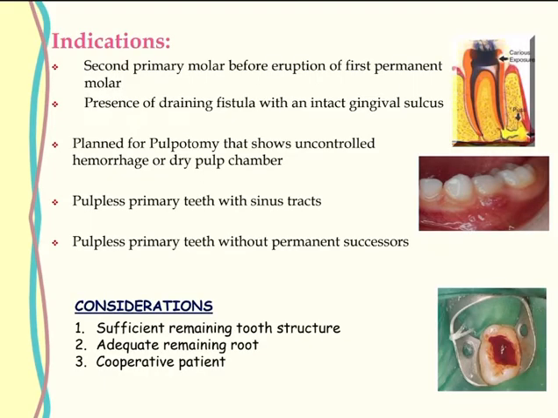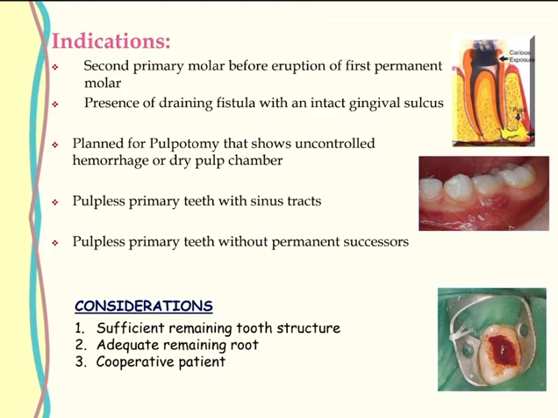Now, when do you do a pulpectomy? Generally, pulpectomy is very essential when a second primary molar is infected. Basically, it is infected and there is pulpal involvement because of caries before the eruption of the permanent first molar. If there is a presence of a draining fistula, or if you planned for a pulpotomy and after removing the coronal pulp tissue the bleeding is continuous, at that time you have to do a pulpectomy. Generally, in a pulpless primary tooth with sinus tracts, as well as a pulpless primary tooth without permanent successors, in these conditions it is recommended to do a pulpectomy.